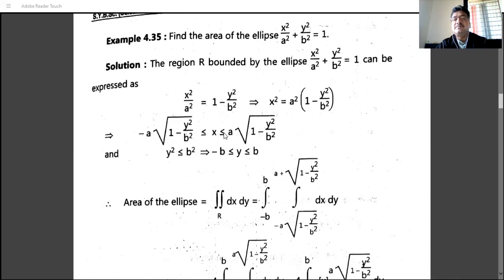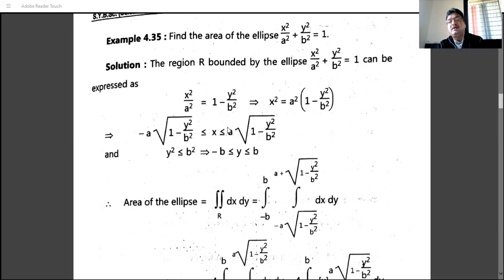Or instead of this procedure, we can also apply that from this equation find the value of y first, two values, that are the lower limit and upper limit, and then substitute y as 0 and then find the values of x. For example, if you substitute y as 0, then x square by a square is equal to 1, means x square is a square, and therefore x is plus minus a, and then the limits of x are minus a to plus a.